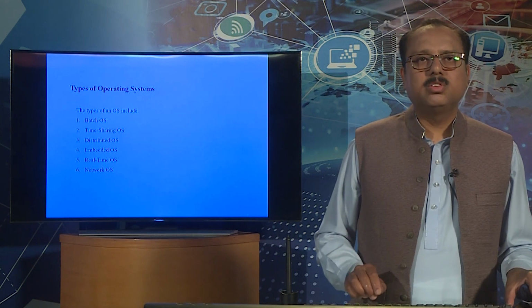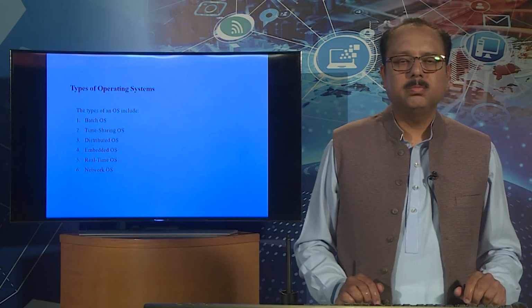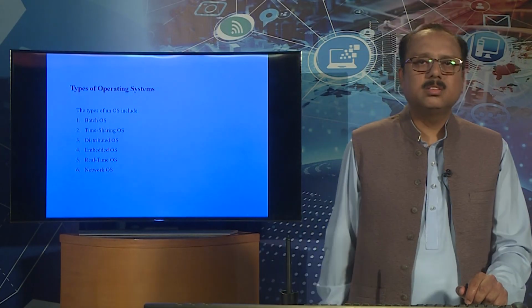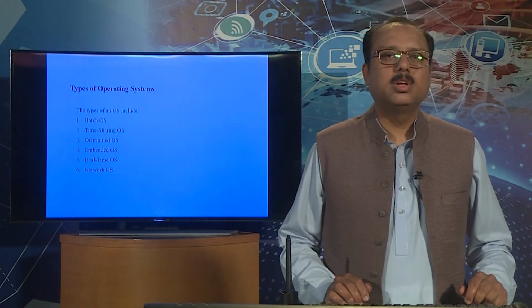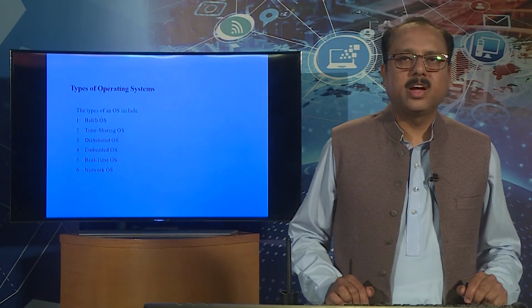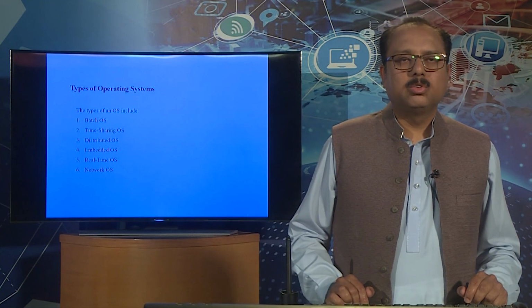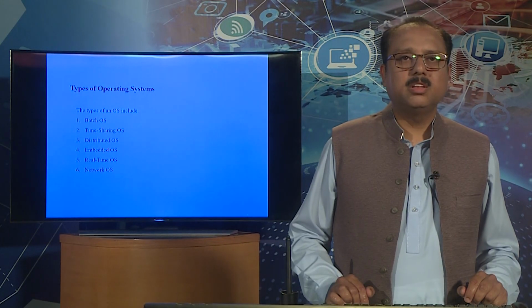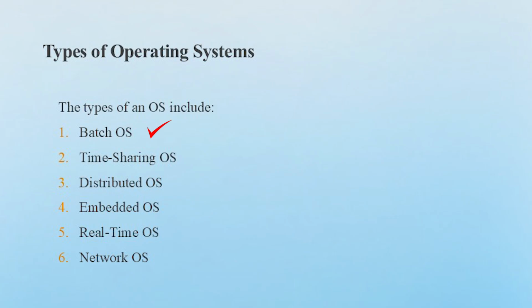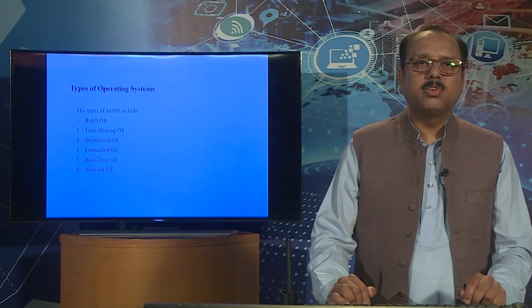The next topic of this unit is types of an operating system. Let us discuss the types of operating system or OS, which can be categorized based on their design and purpose. We have divided this topic into 6 main items: number 1 batch operating system, number 2 time sharing operating system, number 3 distributed operating system, number 4 embedded operating system, number 5 real time operating system, and number 6 network operating system. We will discuss it one by one.